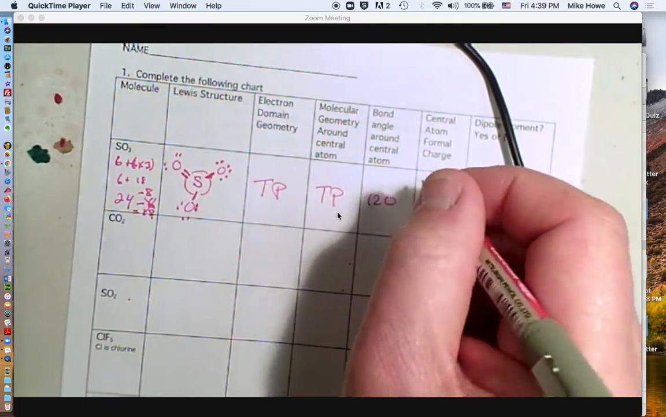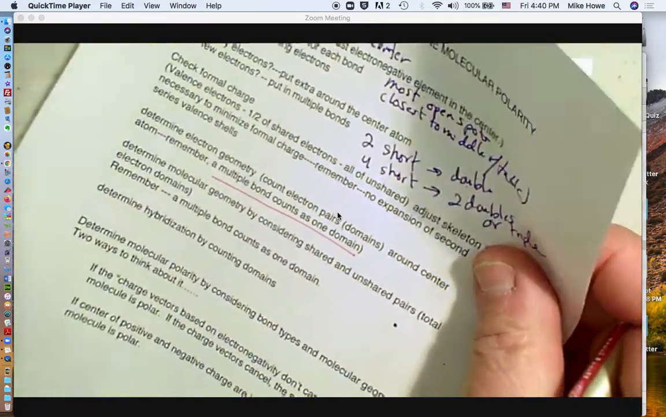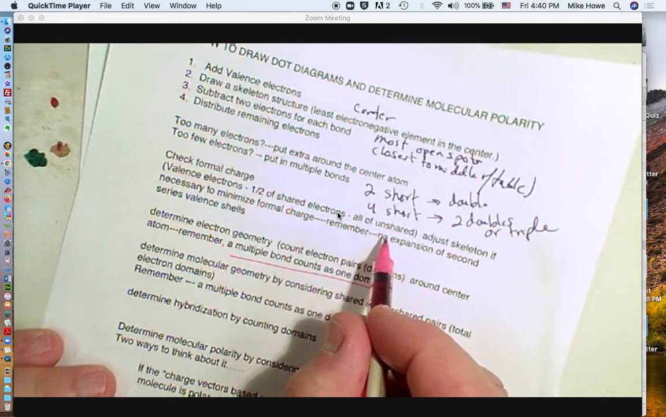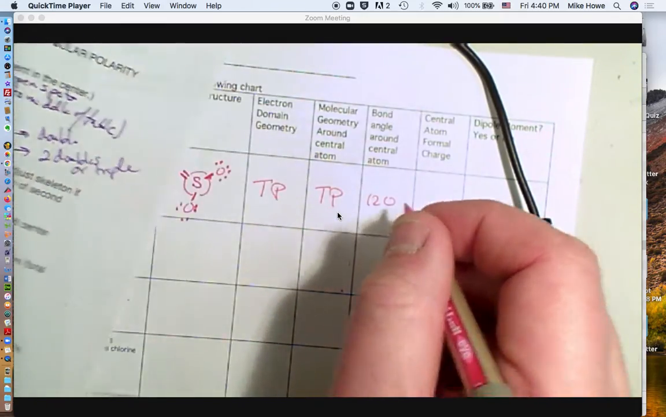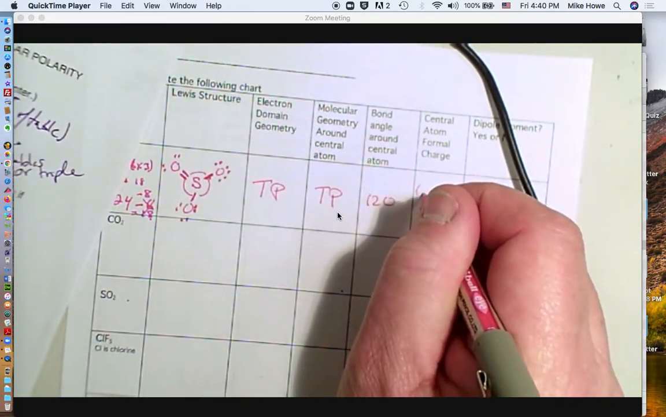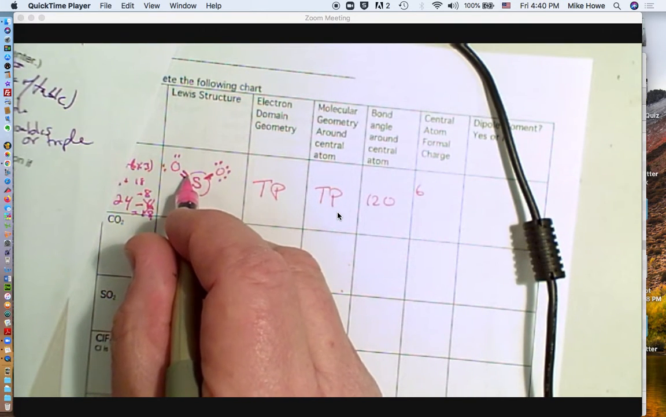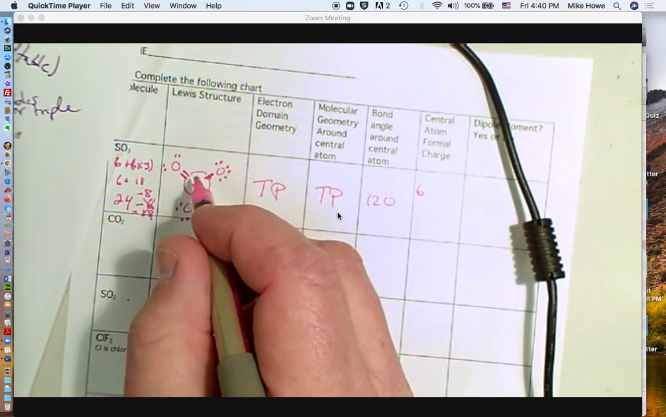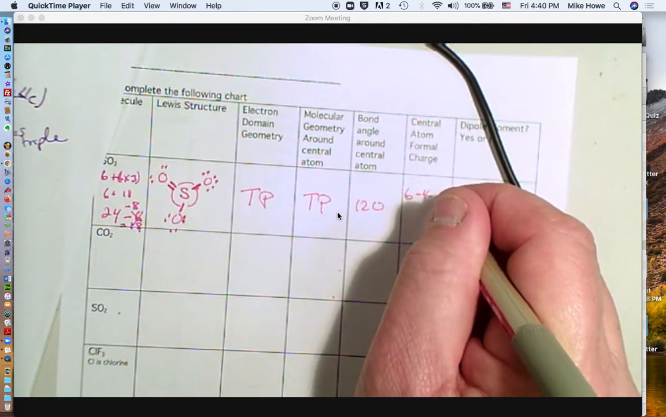The center atom formal charge is going to be based on the valence electrons minus half the shared minus all of the unshared. So in sulfur, we have 6 valence electrons. There are 1, 2, 3, 4 shared pairs, so that's 8 shared electrons, and half of them is 4, so take away 4. There are no unshared pairs, so that's 0.